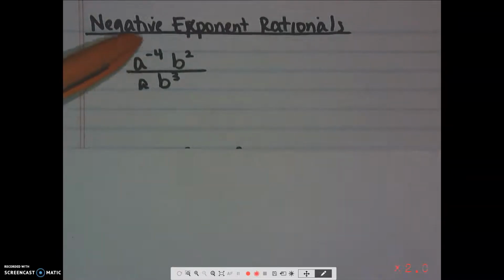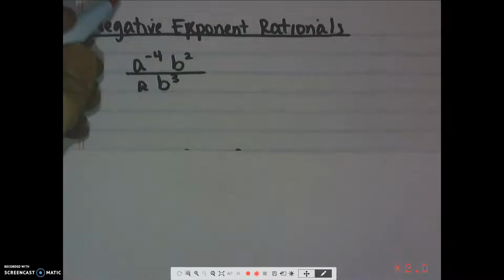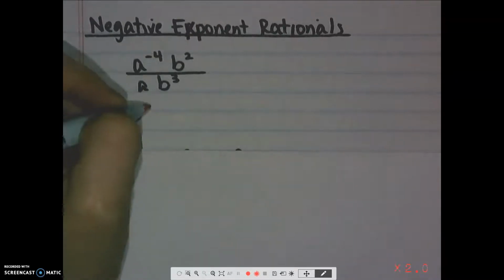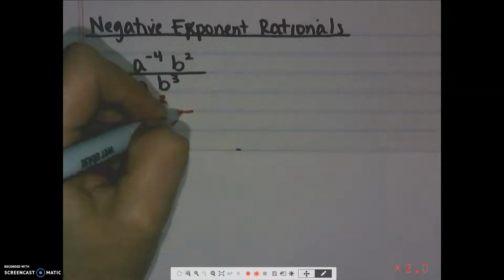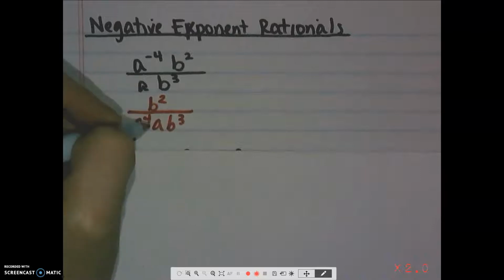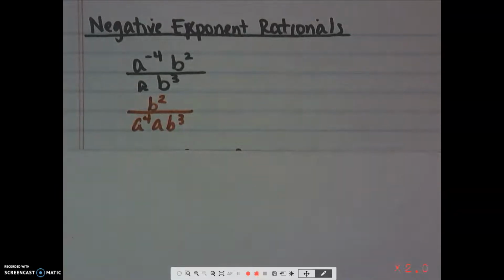And we know that this a to the negative fourth, or negative exponent rule, tells us that we would move this a to the negative fourth to the denominator. So we would have b squared over a to the fourth a b to the third, and then we could clean that up, okay, using our other exponent rules.